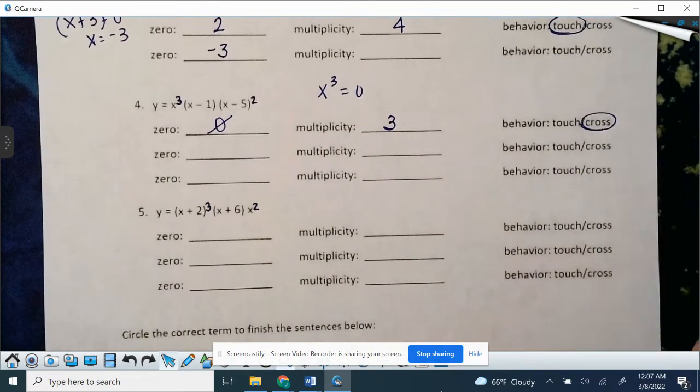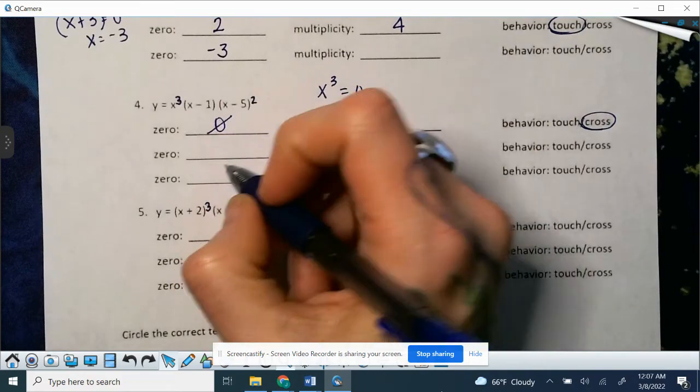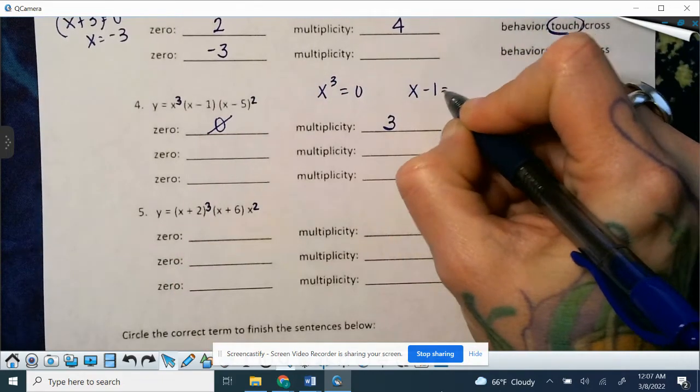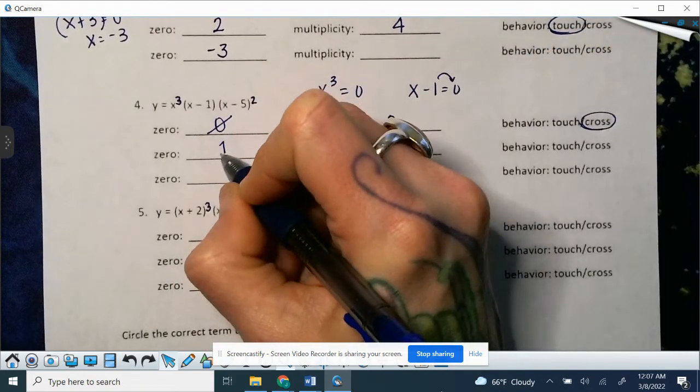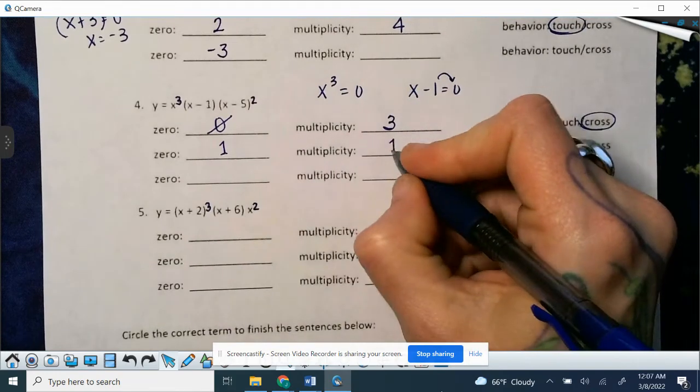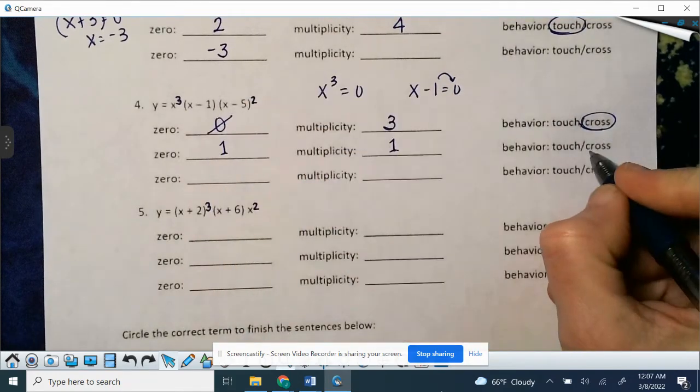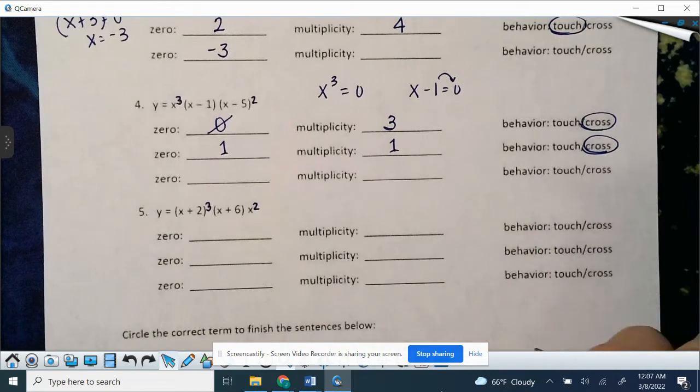The second one is x minus 1. So x minus 1 equals 0. We're going to get a positive 1, and the multiplicity is 1 because there is no exponent there. It is odd, so it is also going to cross again.